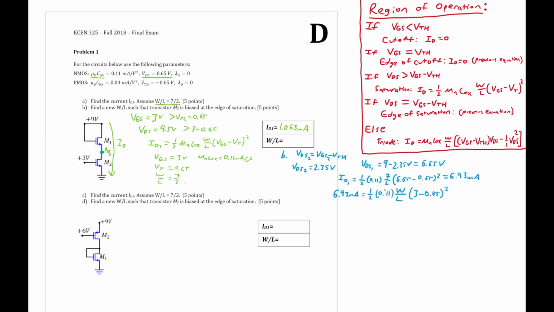And now you can algebraically manipulate this to solve for W over L, and that W over L is equal to, let's just divide everything over onto the other side. So you get 6.93 divided by (1 over 2 times 0.11 times (3 minus 0.65) squared).